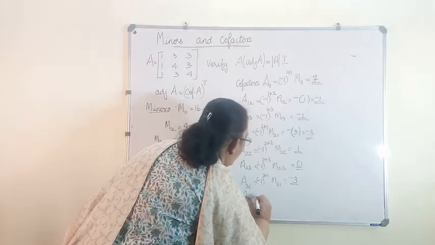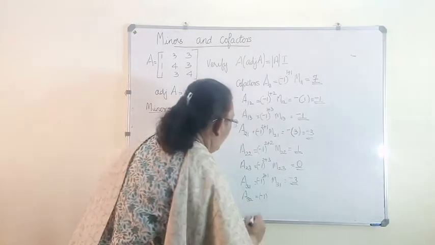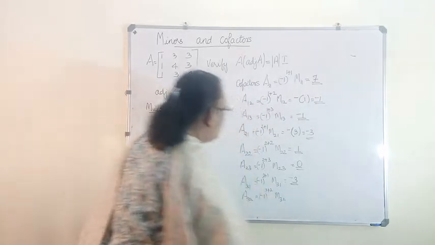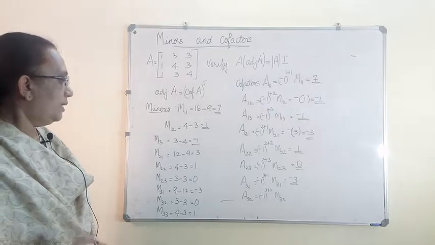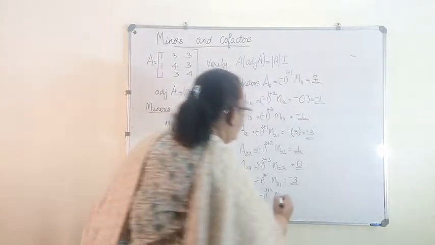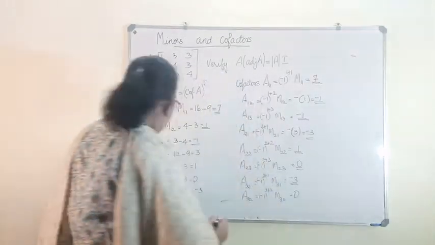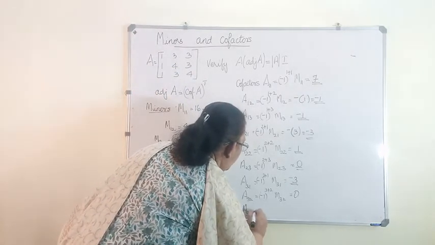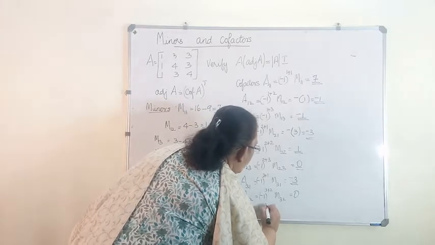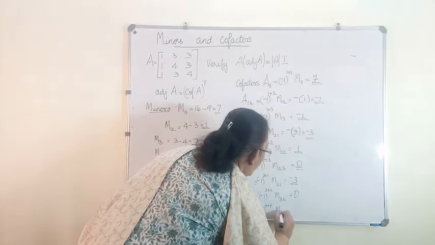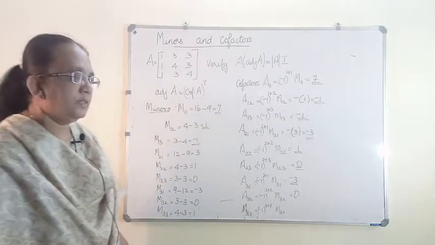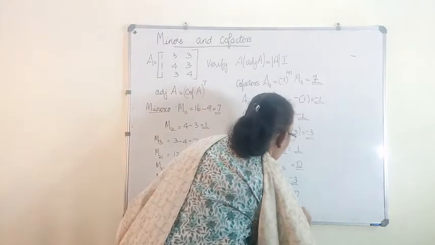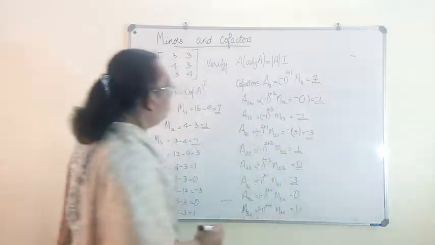A32 is equal to minus 1 raised to 3 plus 2 into M32. Minus 1 raised to 3 plus 2 is 5. So that is negative. M32 is equal to 0. A33 is equal to minus 1 raised to 3 plus 3 into M33. Minus 1 raised to 3 plus 3 is 6. So positive, this is equal to 1. So you have got the minors and cofactors.